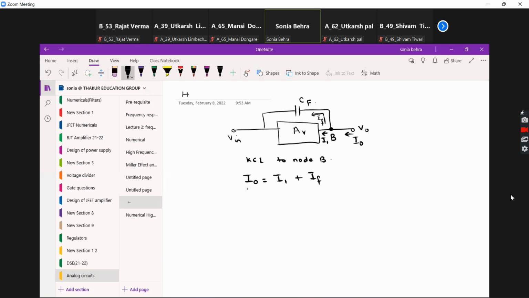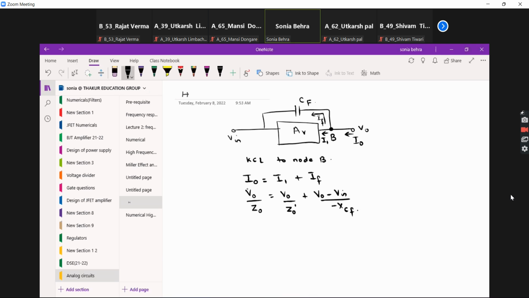So IO in terms of VO will be equal to VO upon ZO, the complete output impedance of the circuit. I1 will be VO upon ZO dash. Suppose we are saying ZO dash is the ZO of the amplifier only, the device, and IF will be equal to VO minus VI upon the reactance of the capacitor, which is XCF.